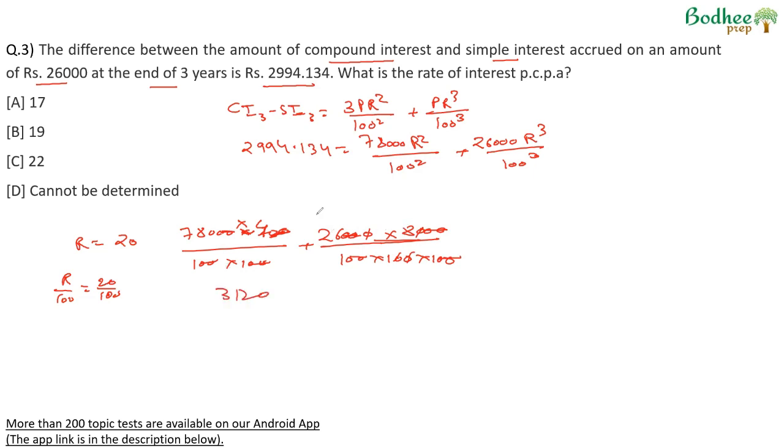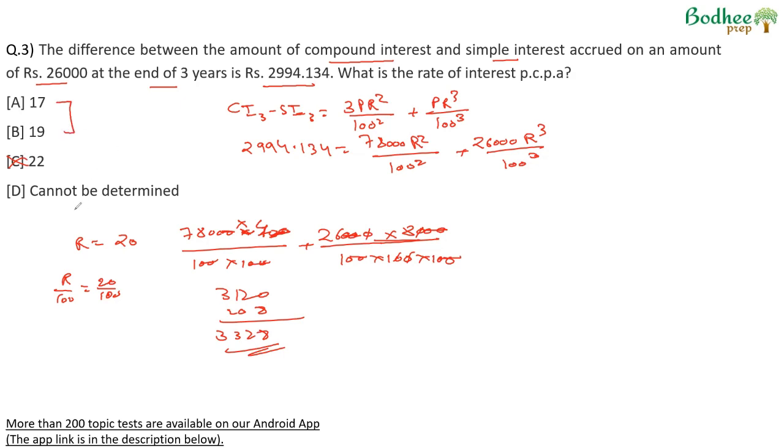And then 26 into 8. 26 into 8 will be 16208. Therefore, the difference comes out to 3328. Clearly, the difference is quite a lot, and therefore the answer has to be less than 20. So 17 or 19 are left.